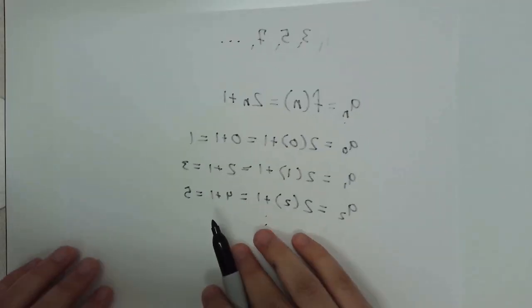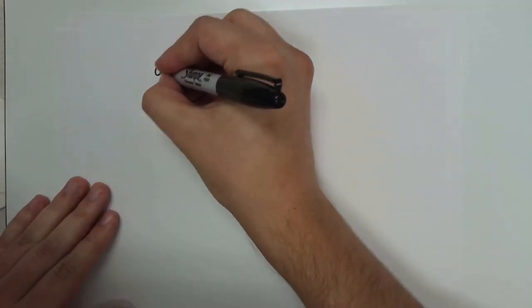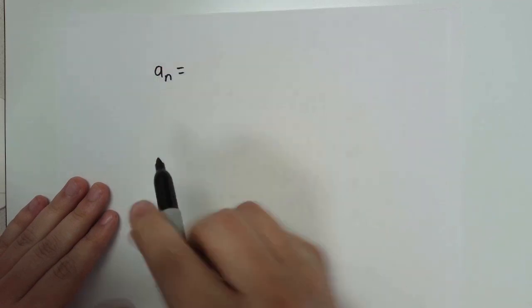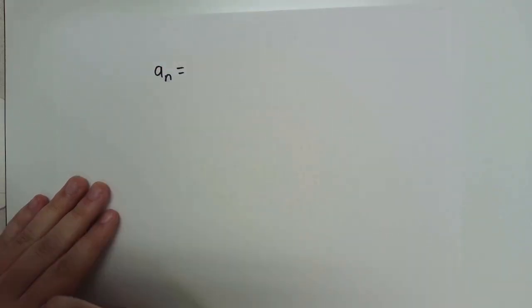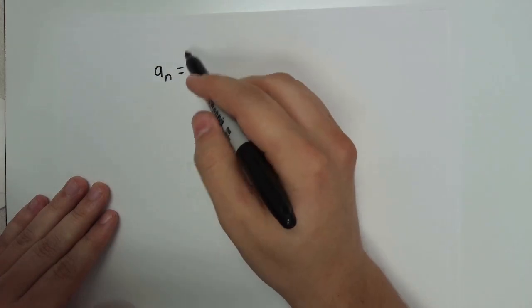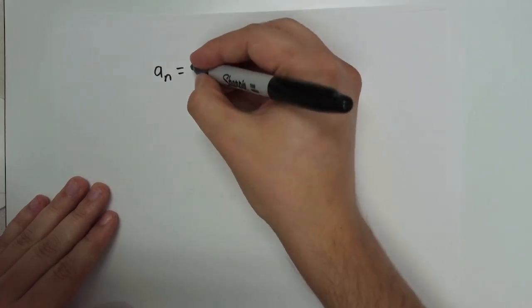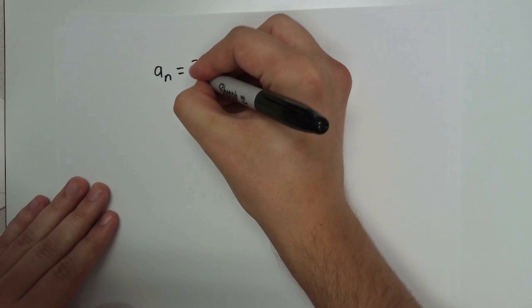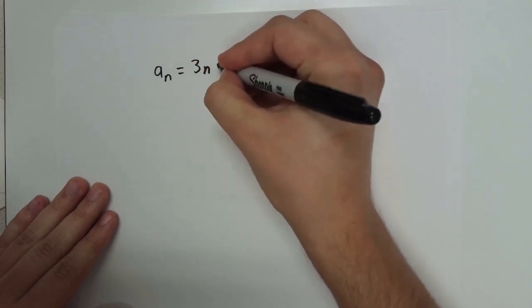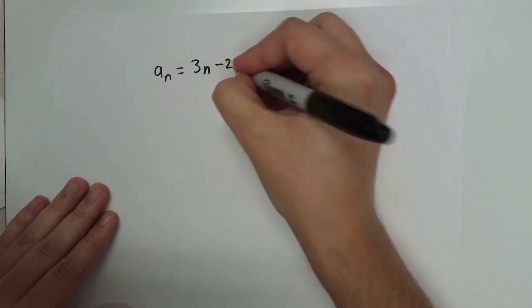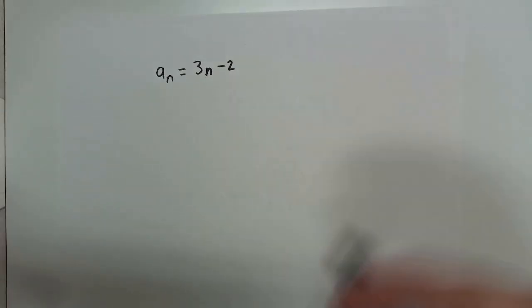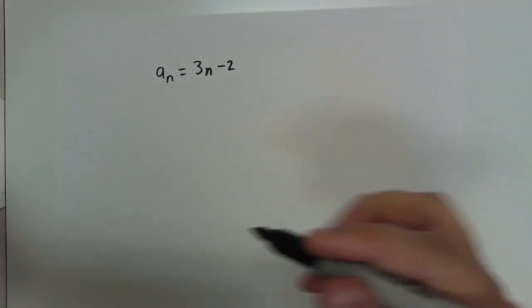Now, let's try one other. But this time, we're going to start with the explicit formula and then try to figure out what the sequence is. So this time, let's say that a sub n, which remember is just an element in our sequence at position n, is going to be, let's do something tricky. Let's do 3 times n minus 2. And there's nothing special about that formula. I just happened to pick one for this example.